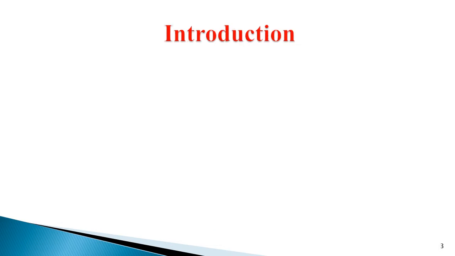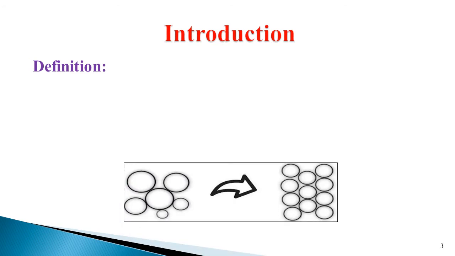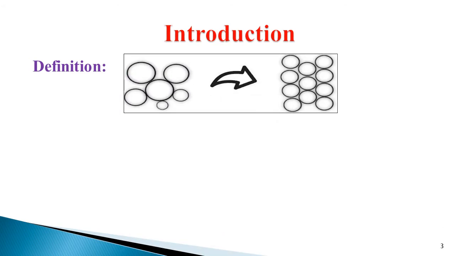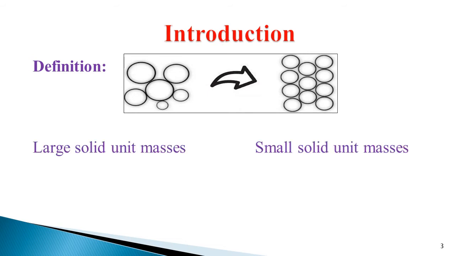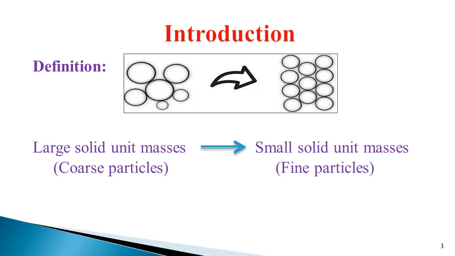So by keeping these learning objectives in mind, we will move on towards the presentation. Initially, we will go for the definition of size reduction. Here you can see the diagram in which the larger particles are being converted into smaller ones. On the basis of this, we can define the term size reduction. It is the process of conversion of large solid unit masses into small solid unit masses, meaning simply conversion of coarse particles into fine particles.